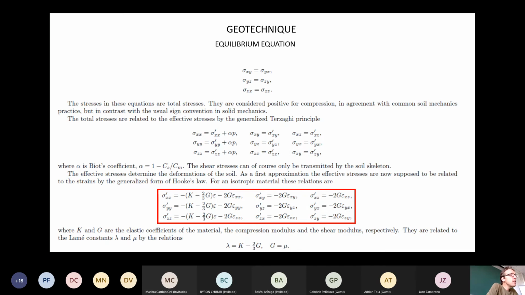Again, if we consider a very small field, we can consider the material as isotropic, and so we can introduce similar relationships to those you have already seen in your structural engineering course, where K and G are the elastic coefficients of the material, the compression modulus and the shear modulus, respectively. Of course, they are related to the Lamé constants, lambda and mu, that you should already know. Lambda is K minus 2/3 G, and G is like mu. Do you remember this from your structural engineering class?